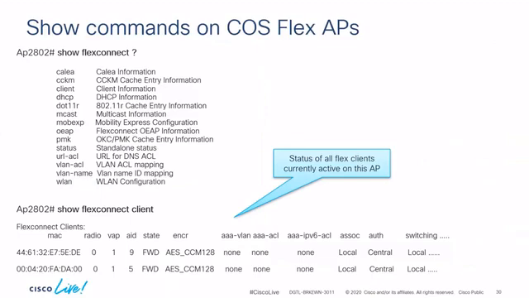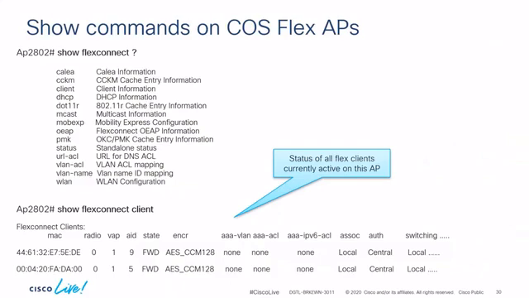We have a lot of show commands on COS APs. We have lots of options for the show flexconnect. We can see the client, see his MAC address, association ID. Is he in a forwarding state? What encryption is he doing? Any type of AAA overrides?